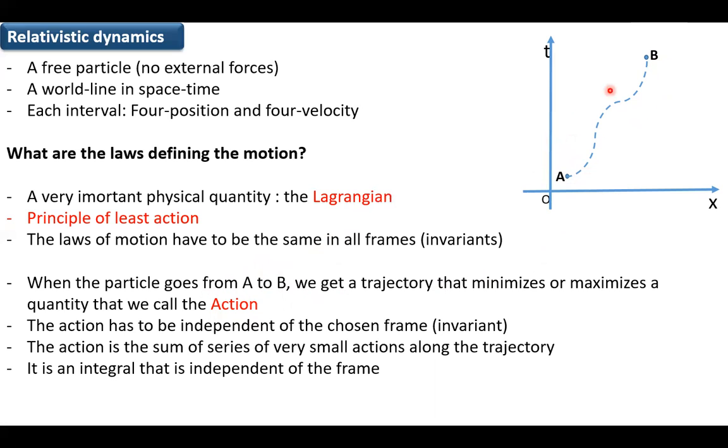So by moving from A to B, we have an action that determines this trajectory according to a certain quantity, which is the Lagrangian. This action also has to be frame independent, so it has to be invariant. And if we divide our trajectory into small differential trajectories, the total action would be the sum of a series of very small actions along the trajectory, each one taken on one interval on the trajectory. And the integral itself, which is the action, should also be frame independent. So it should be invariant by Lorentz transformation in all inertial frames.